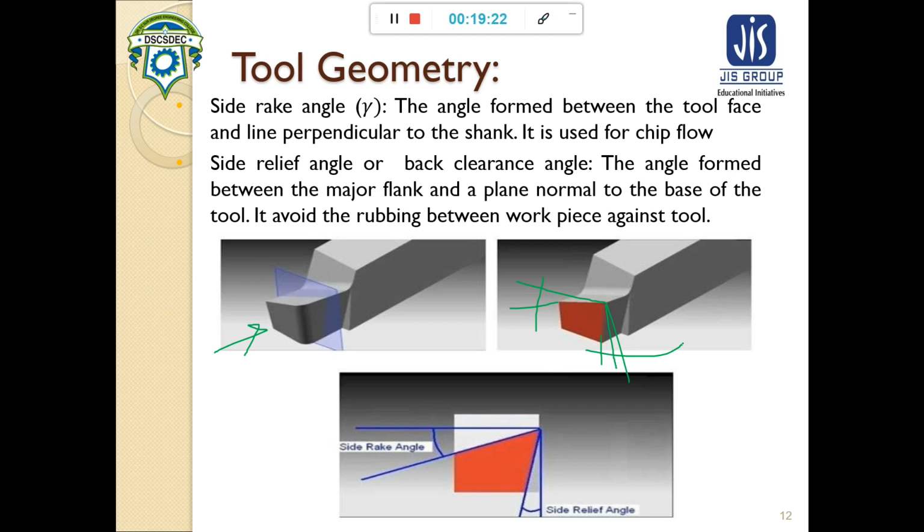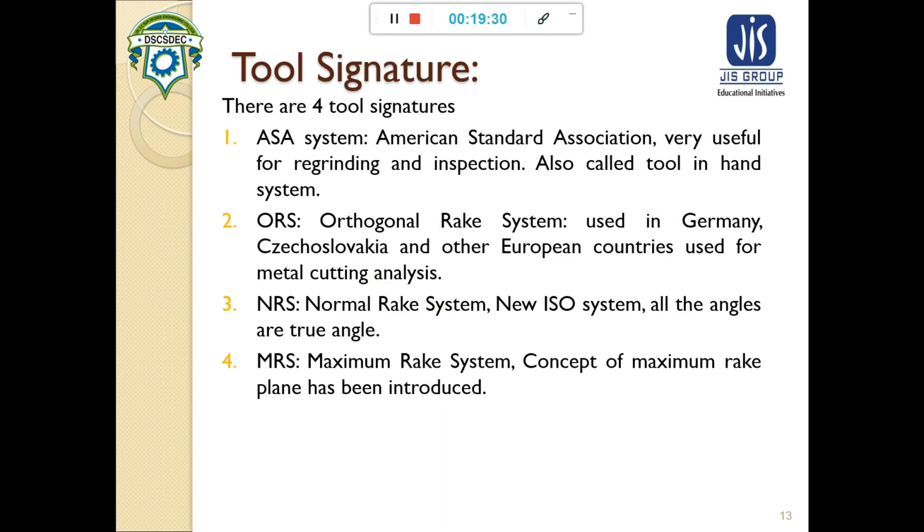So those angles are mainly from the tool geometry. Now those angles can be designated by specific signatures, which are known as tool signature. There are four types of tool signature. First one is the ASA system, second one is the ORS system.